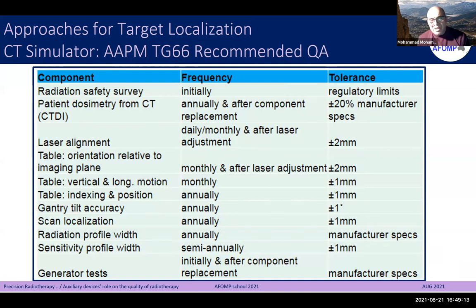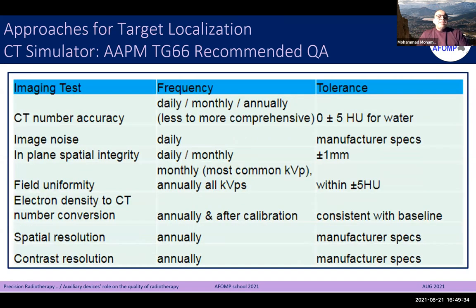However, at the moment, I think TG66 was around 2006, after 15, 16 years, we need better and tighter marginal tolerances, and it's better for us to have our local tolerances instead of relying on TG66. And more tests are required for the imaging section.